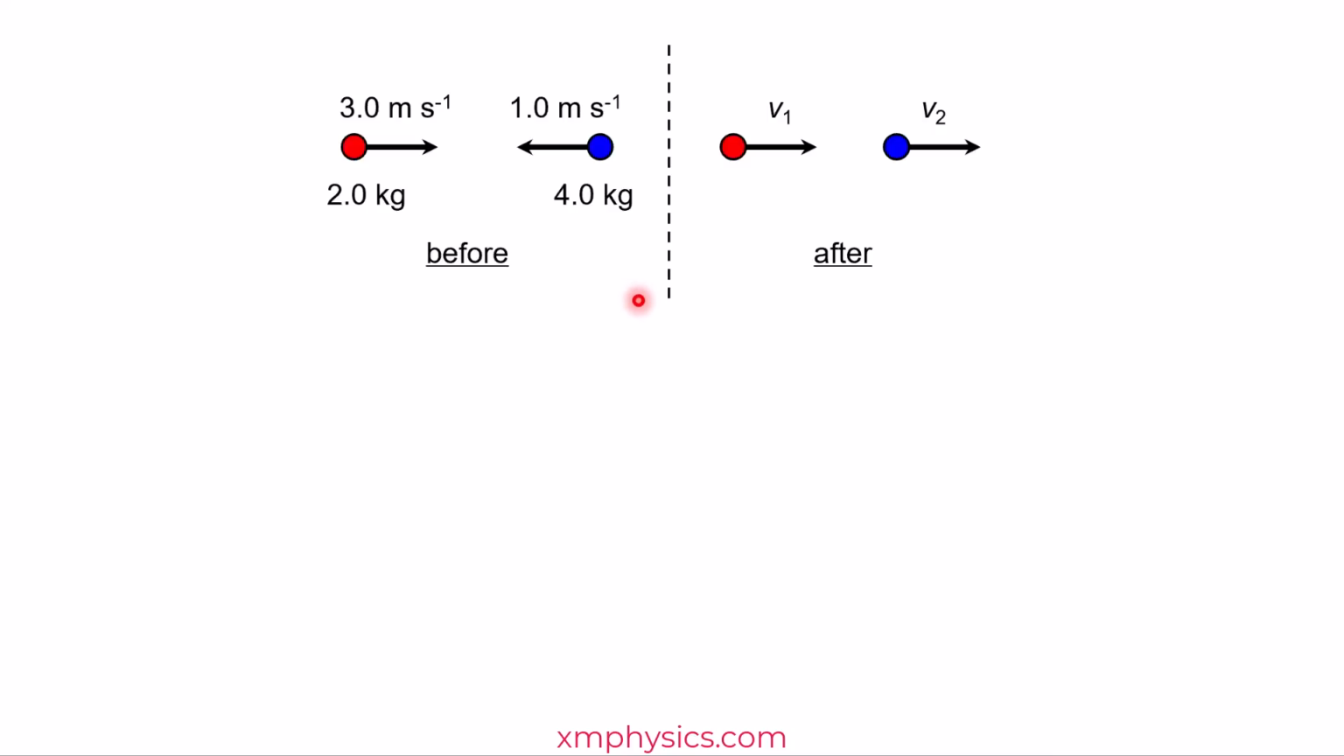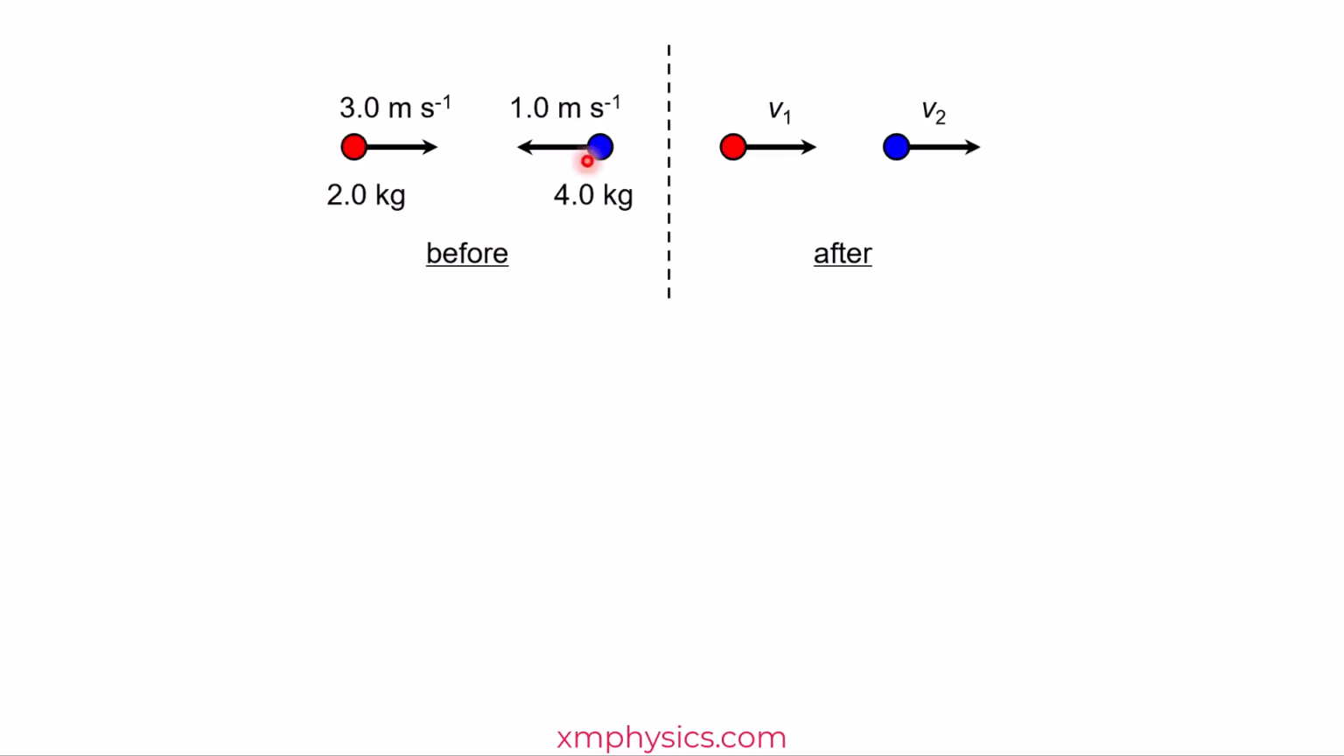Hello, let's talk about elastic collisions. So being an A-level student, you are expected to be able to calculate the outcome of an elastic collision given the initial conditions. So let's use this one as an example.